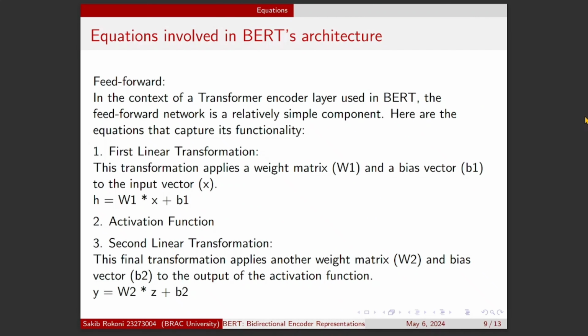Feed forward. In the context of the transformer encoder layer used in BERT, the feed-forward network is a relatively simple component. Here are some equations that capture it functionally. First, linear transformation. This applies a weight matrix W1 and a bias vector B1 to the input vectors. Activation function, which is ReLU. Second, linear transformation. The final transformation applies another weight matrix W2 and a bias vector B2 to the output of the activation function. That is, y equals W2 times Z plus B2.